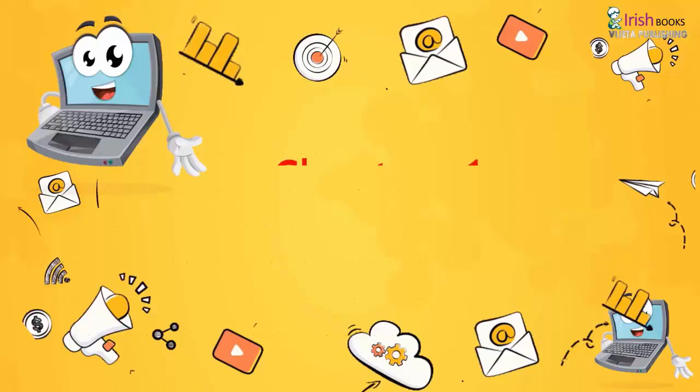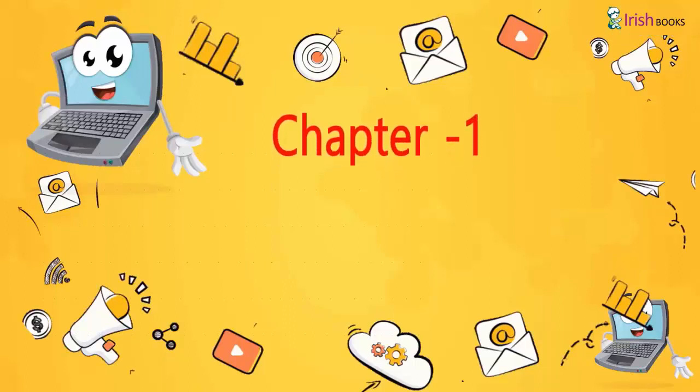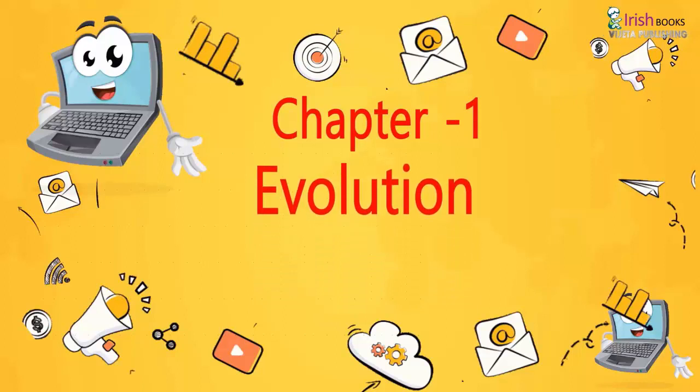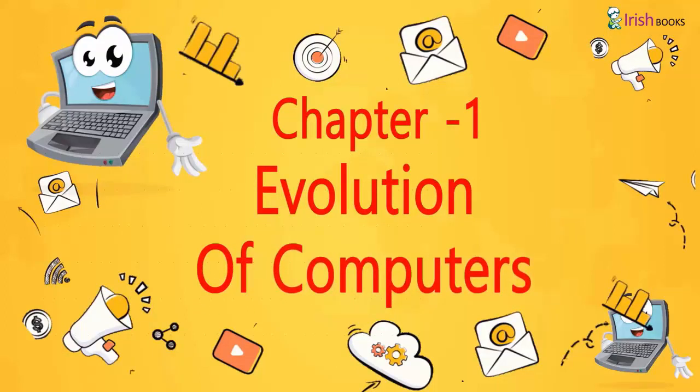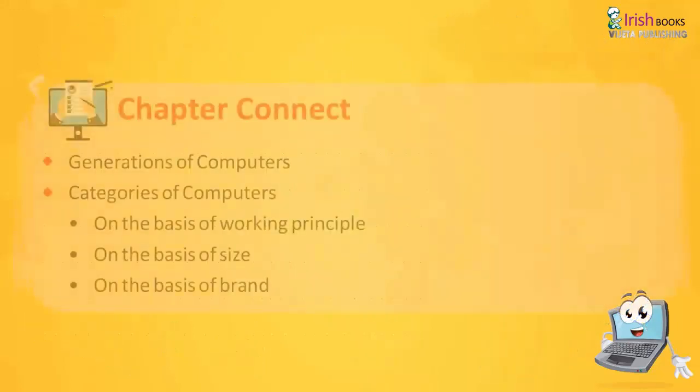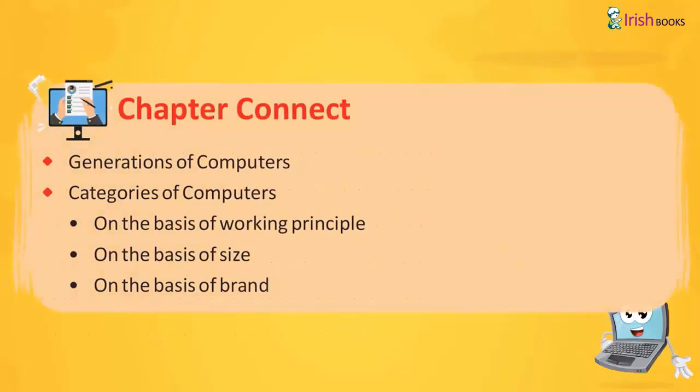Chapter 1: Evolution of Computers. Chapter Connect: Generations of Computers. Categories of Computers: on the basis of working principle, on the basis of size, on the basis of brand.